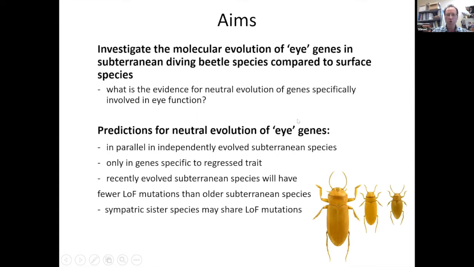So the predictions for neutral evolution are that mutations should occur in parallel in independently evolved subterranean species. So these are different mutations in the same suite of genes. They should only occur in genes specific to the regressed trait. And we might predict that recently evolved subterranean species will have fewer of these loss of function mutations than older subterranean species, just due to the chance fixation of a mutation by genetic drift in the species. And with our sympatric sister species, we might actually find that they share loss of function mutations.